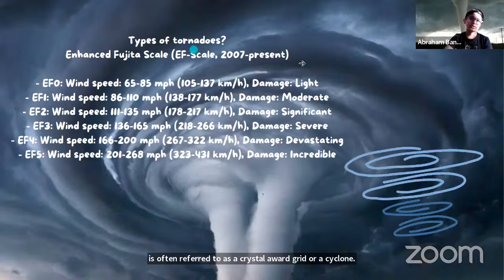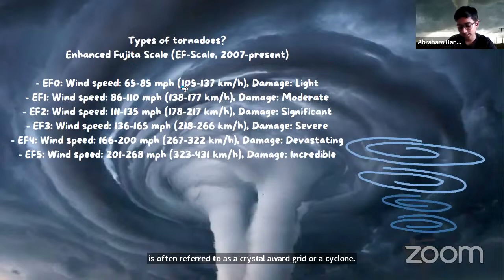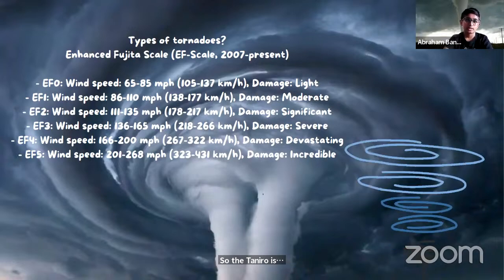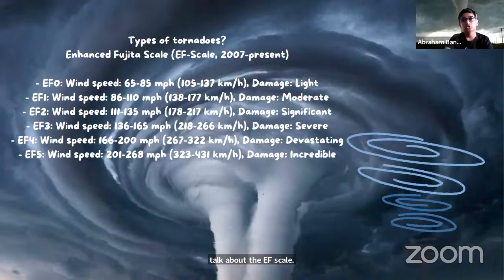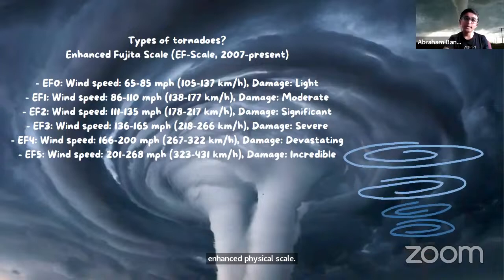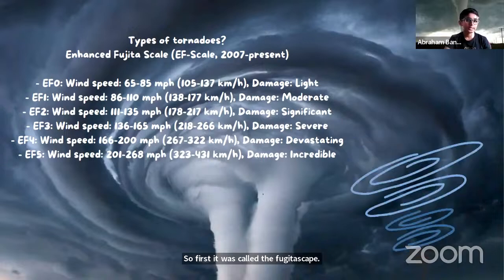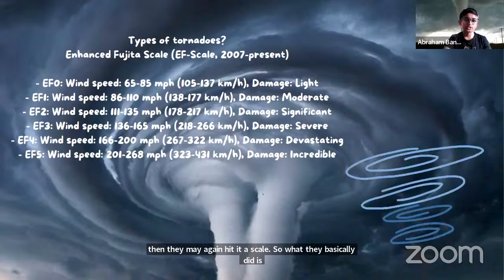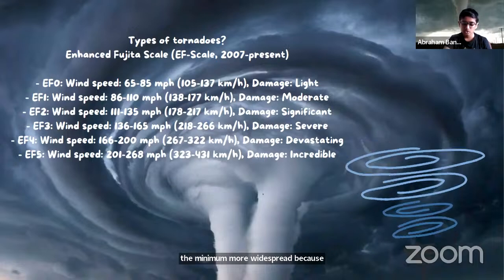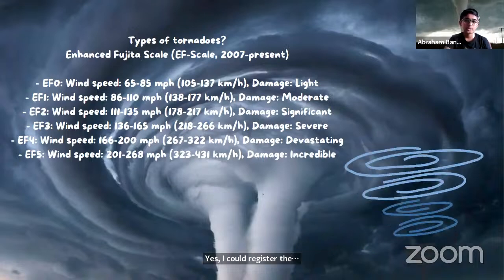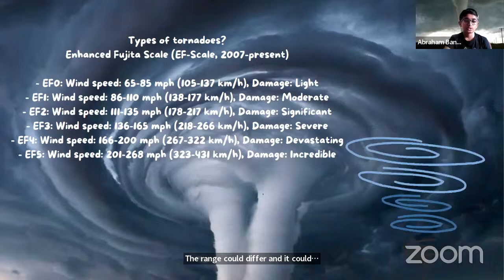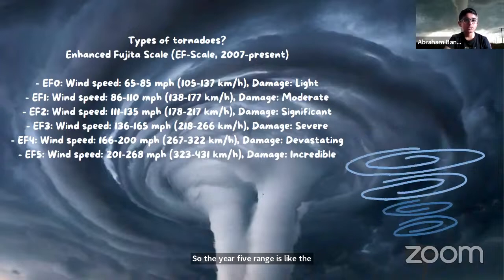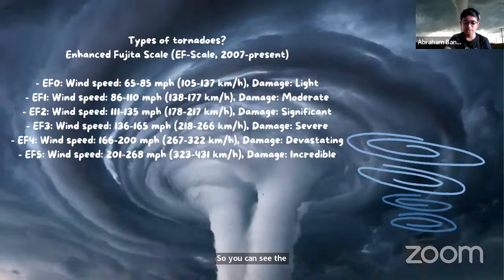So, what are the types of tornadoes? The tornado is categorized by the EF scale, the Enhanced Fujita scale. First it was called the Fujita scale, but then they made the Enhanced Fujita scale. What they basically did is they made it more widespread because the EF5 range could differ and it could become bigger and bigger. So the EF5 range is the most powerful tornado. So you can see the wind speeds and the damage.